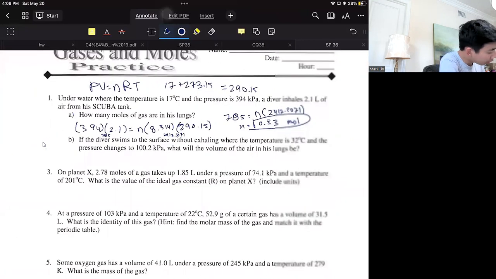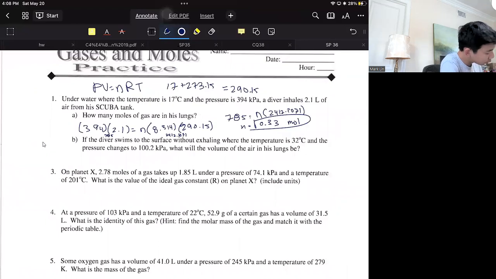Okay. B, if the diver swims to the surface without exhaling, where the temperature is 32 degrees Celsius and the pressure changes to 100.2 kilopascals, what will the volume of the air in his lungs be?